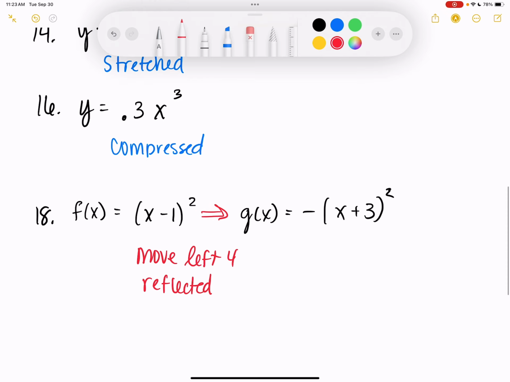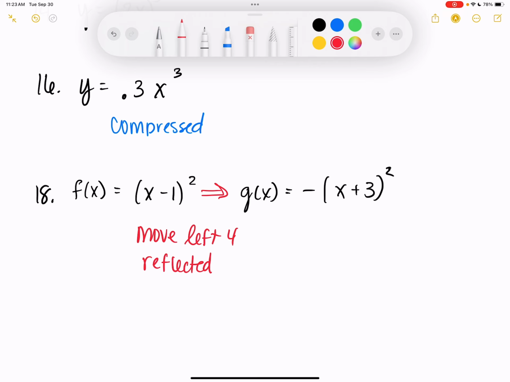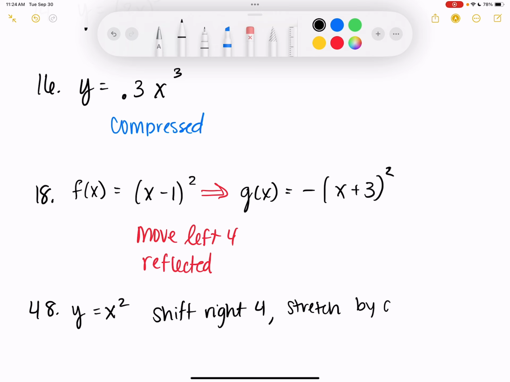Okay. Jumping down to 47 through 50. A graph G is obtained from the graph of y by the sequence of transformations indicated. Write an equation whose graph is G. So for 48, they tell us that it's y equals x squared. They say that it's shifted right 4 units. And then a vertical stretch, but we're just going to say stretch by a factor of 3. I lied, 3, not 4. The other number was 4.